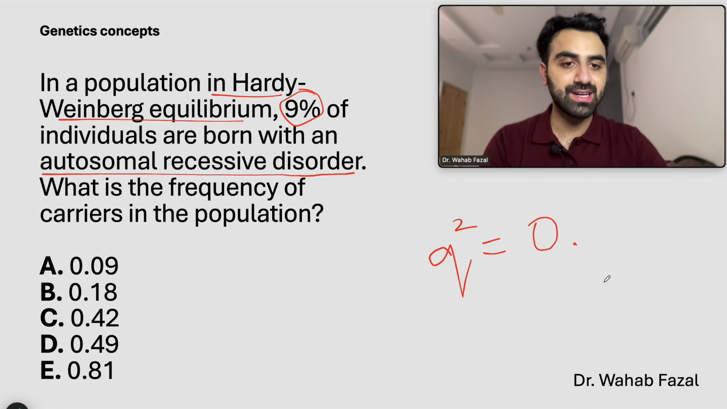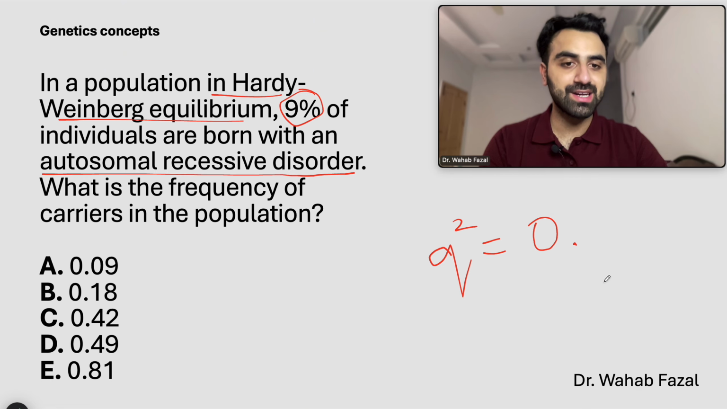Okay, what is the frequency of the carriers in this population? So they want to know what's the frequency of carriers. So this would be 2pq. They want to know the 2pq. How do we calculate it? Well, we know that q square in this case is 0.09. So you put that under root and you get what?